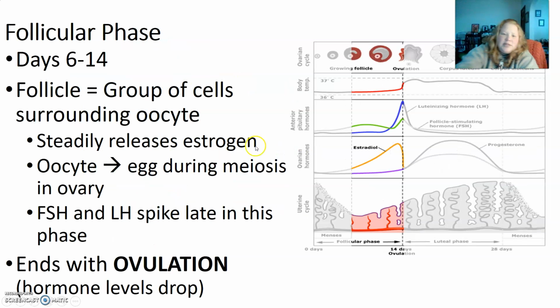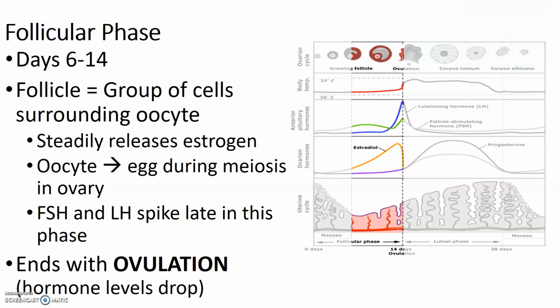The follicular phase. This is days 6 through 14, and with the follicular phase, you have a follicle, which is a group of cells surrounding an oocyte, and that follicle steadily releases estrogen. And remember, the oocyte is the egg during meiosis in the ovary, so meiosis 2 is happening. There will be a spike in the follicle stimulating hormone and the luteinizing hormone at the end of the follicular phase, and that will lead to ovulation, which is when that egg gets released out of the ovary.